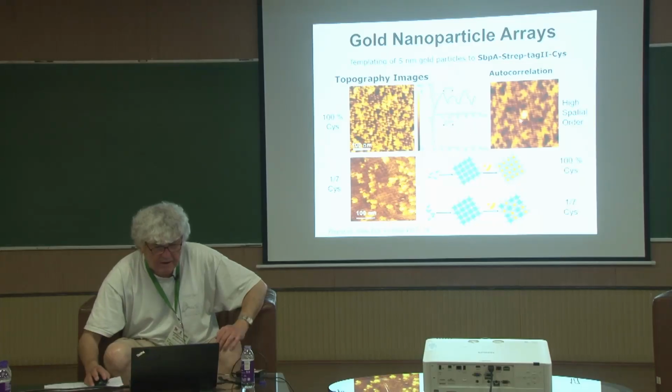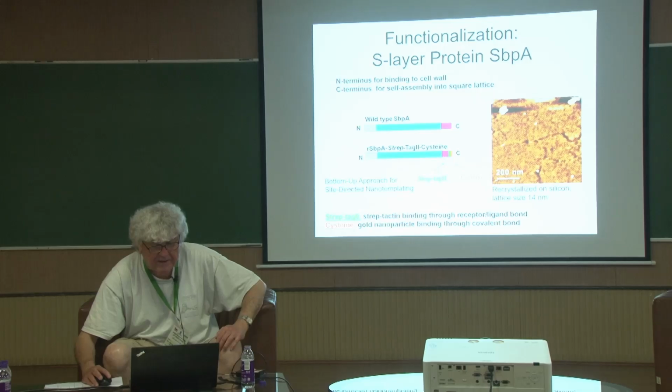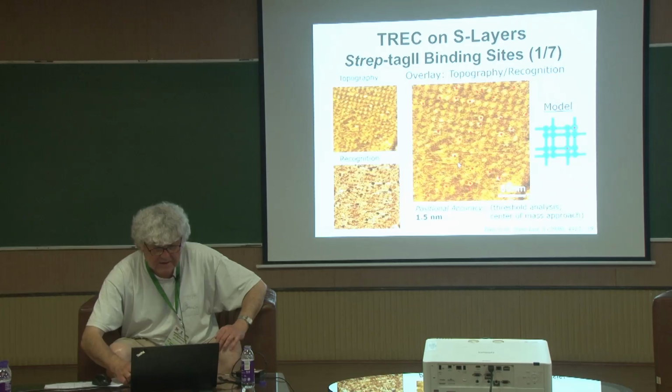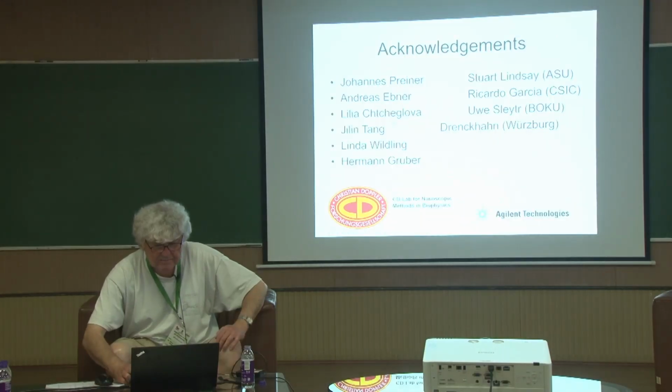On the same template, we can also bind gold particles, because gold binds to cysteine. So this protein carries two recognition tags: one the strep tag, where the streptavidin on the tip binds, and the cysteine, where gold particles can bind. We can see that if 1/7 of the proteins carries a cysteine, we see it sparsely covered. If 100%, we see a nice template of gold particles.